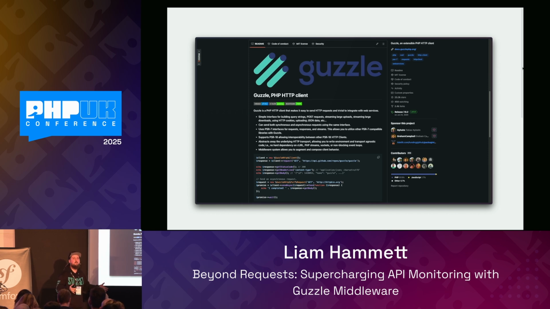So how do we call the APIs in our application? We're going to be using Guzzle. I think everyone here has probably heard of Guzzle before. I'm seeing a lot of nods. It is an HTTP client for PHP.